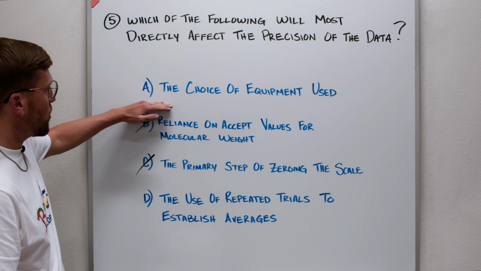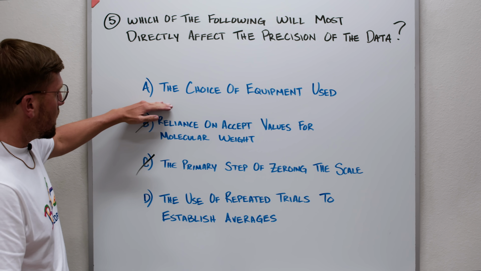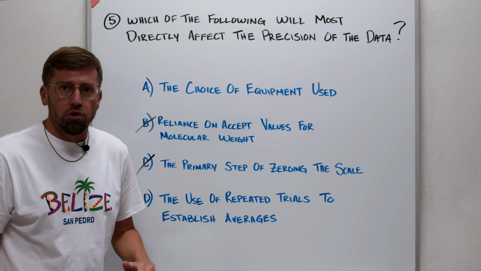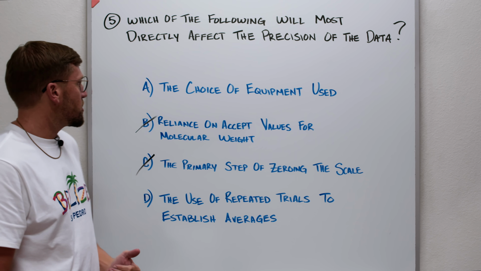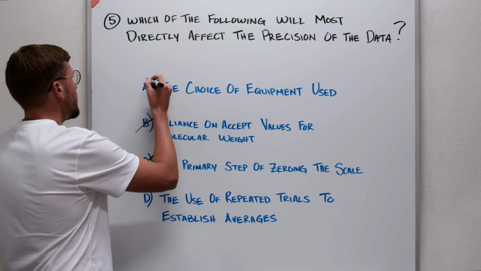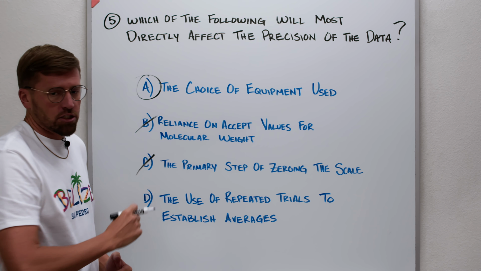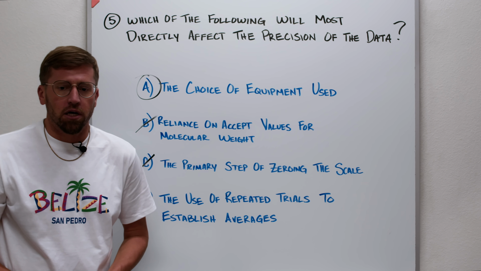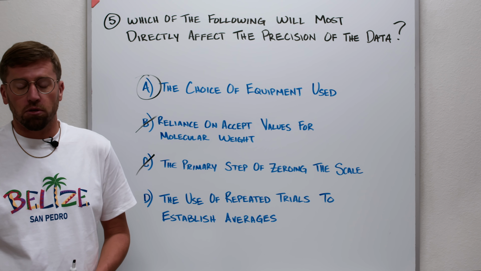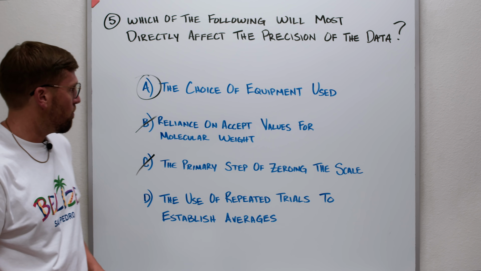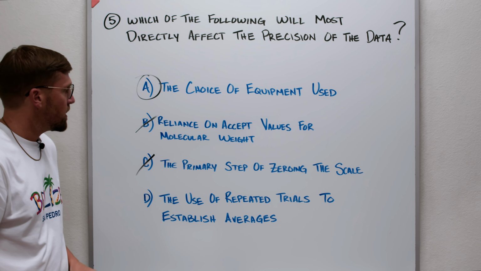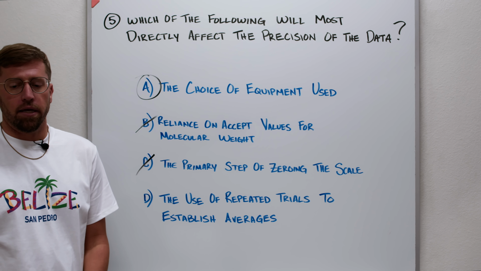Choice A says the choice of equipment used. When we take measurements, you can only be as precise as your measuring device. So in this case, A is clearly the option. When we take measurements, they're a weird phenomenon. You will always be uncertain to some degree. We will always do some rounding, but that uncertainty is set by your measuring device. So in this case, option A is our answer, and that was number 5.